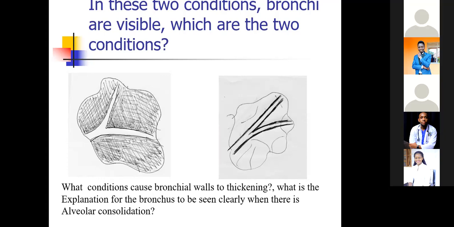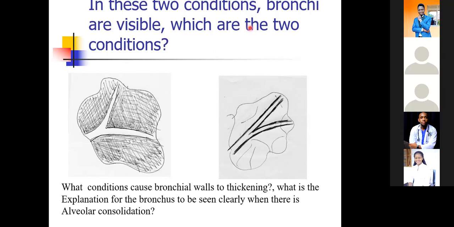There's a hand up from Kintu. Yes, Kintu? Yes, I want to ask what exactly causes the silhouette sign in airspace disease and not in interstitial disease, if I got you right? If you remember, okay, I think maybe you reserve your question. If the next few slides don't answer it, then we shall get back to that. Let me also just put it somewhere.